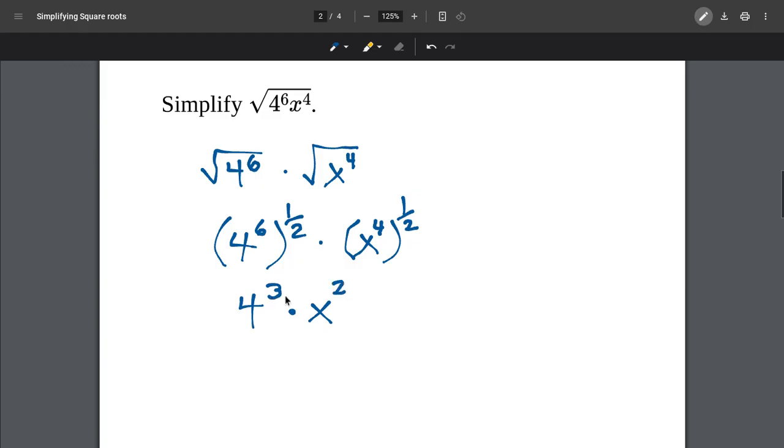Now what's 4 to the 3rd power? Well, that's 4 times 4 times 4. Basically, 4 to the 3rd power means you take three 4s and multiply them together. 4 times 4 is 16, times 4 again is 64. So this simplifies to 64 x squared.